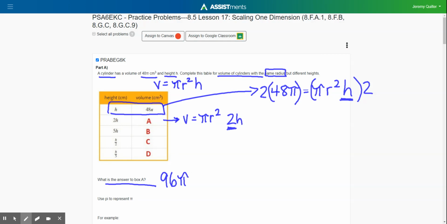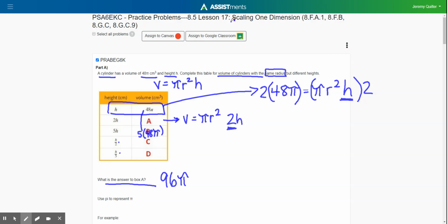And then as we go on and look at each of these, part B would have 5 times the total volume, right? So 5 times 48 times pi. And then this one would be half the total volume, and then 1/5 the total volume. I hope that's helpful in letting you know how to do this, or reminding you how to do this.